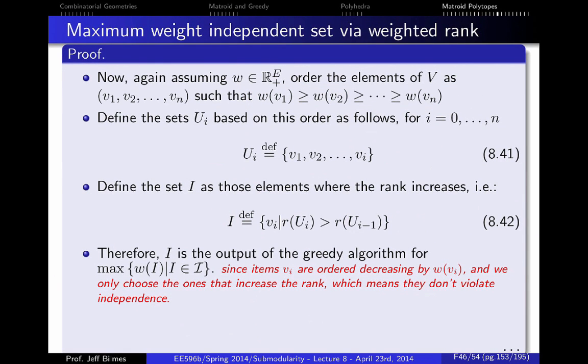So that means, therefore, that equation 8.42, I, is exactly the output of the greedy algorithm. In fact, we even said that that's an equivalent way of running the greedy algorithm, where we sort the vector in decreasing order, and we consider items in that order, and we choose the ones for which the rank increases, or in other words, where we don't lose independence if we were to add it to our current set. And so that therefore means also, moreover, that I is equal to the solution to this maximum weight independent set problem, because we proved that the greedy algorithm gives you the solution to the maximum weight independent set problem.